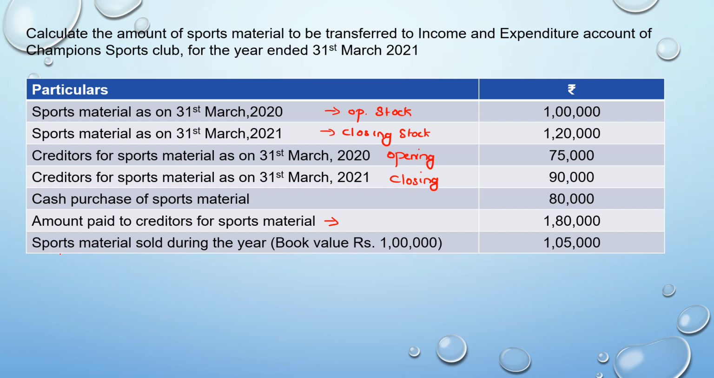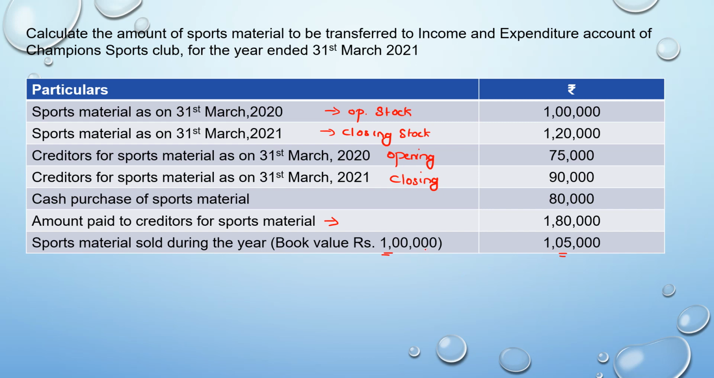Finally, they have also given one more item, sports material sold during the year. So out of the sports material which was there in stock, purchased, some sports material was sold during the year. They have given us the book value here. The book value was 1 lakh, but it was sold for 1,05,000.